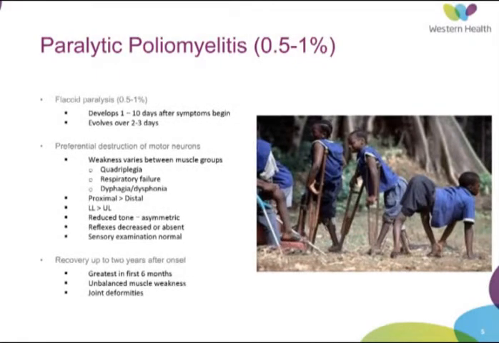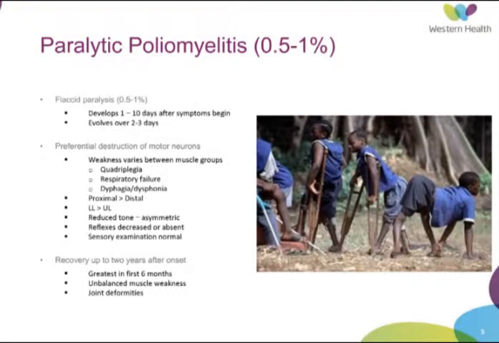Proximal muscles are affected more so than the distal, and the lower limb more so than the upper limb. There's reduced tone, and this is asymmetric, and the reflexes are decreased, and the sensory examination is essentially normal. There is a degree of recovery after the initial onset of the paralysis. The majority of this is achieved within the first 6 months, but there have been reports of ongoing recovery to some degree up to 2 years. The problems that result from this are related to muscle imbalance and the resultant joint deformities that come from this, and I'll come back to that as well.